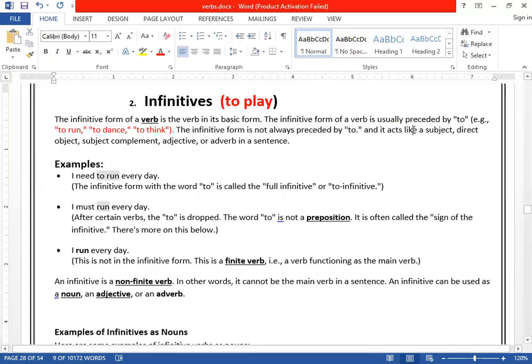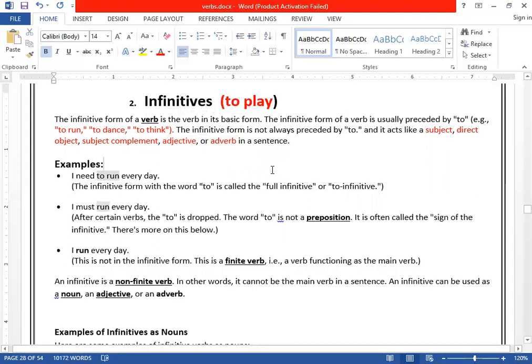And infinitive acts like what? Number one, it can act like a subject. It can act like a direct object. Infinitive can function as a direct object. It can function as a subject complement. Infinitive can function as an adjective. Infinitive can function as an adverb in a sentence.